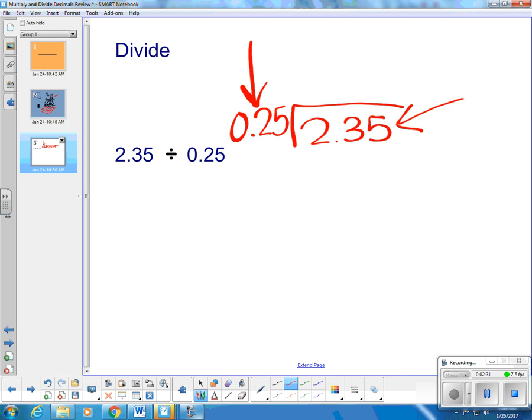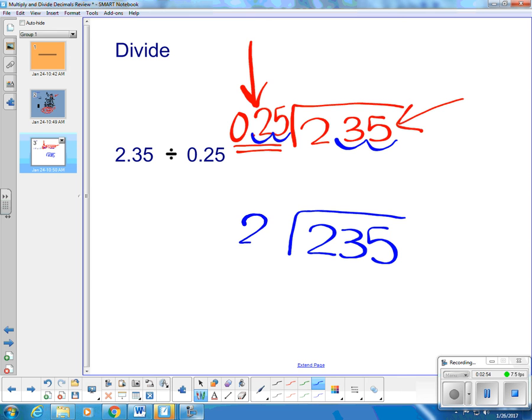You cannot have a decimal in the divisor. So we need to move the decimal out. We do that by making it a whole number. To make it a whole number, we move it over 2 places. But what we do in the divisor, we have to do in the dividend. So we need to move that over the same amount of places. That would be 2 places. So I'm going to rewrite this problem. We have 235 divided by 25 now.